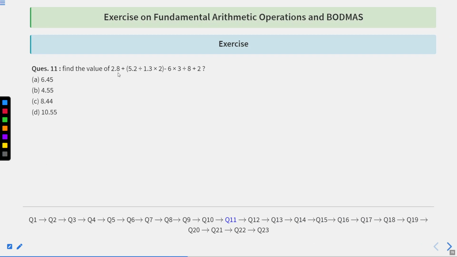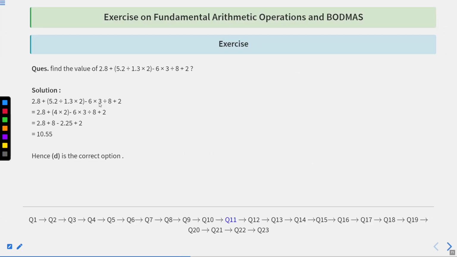Find the value of 2.8 plus 5.2 divided by 1.3 times 2 minus 6 times 3 divided by 8 plus 2. So again, we are first going to resolve the inside part, the bracket part. So it will be equal to 4 into 2. Okay. So further simplifying the divisions and multiplications, we will have 2.8 plus 8 minus 2.25 plus 2, which is equal to 10.55. So the correct option in this question is option number D.